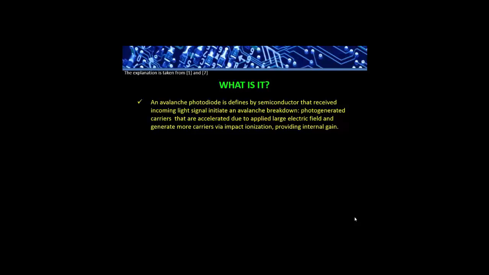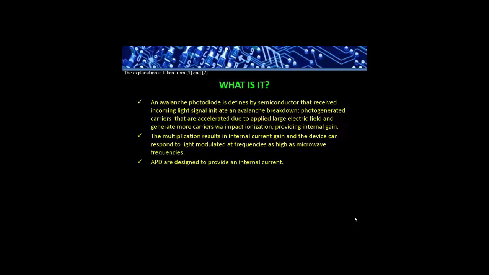An avalanche photodiode is defined as a semiconductor that, when receiving an incoming light signal, initiates an avalanche breakdown. Photogenerated carriers are accelerated due to the applied large electric field and generate more carriers via impact ionization, providing internal gain. The multiplication results in internal current gain, and the device can respond to light modulated at frequencies as high as microwave frequencies. APDs are designed to provide an internal current gain.